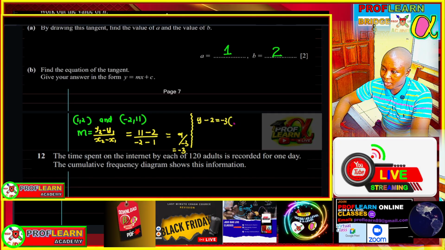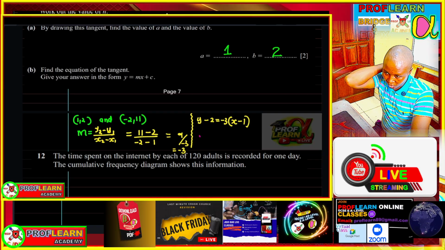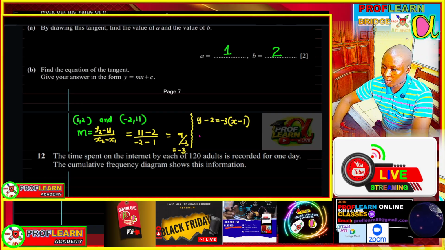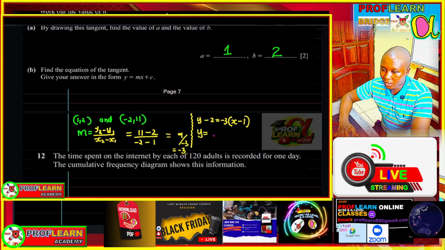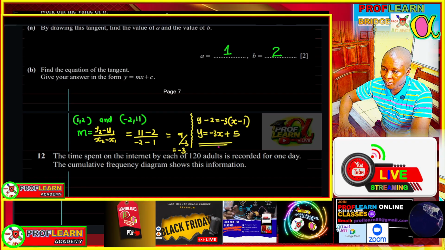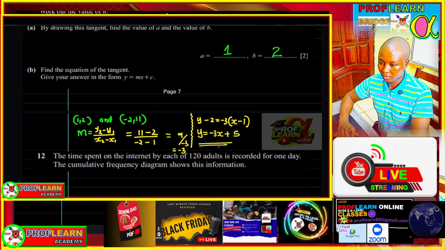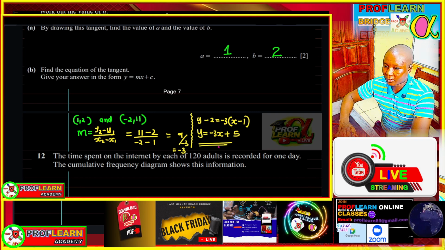Then we can find the equation of the straight line by saying y minus 2 equals negative 3 into x minus 1. So that means you can open the brackets and put the like terms together, simplifying it to be y equals negative 3x plus 5.